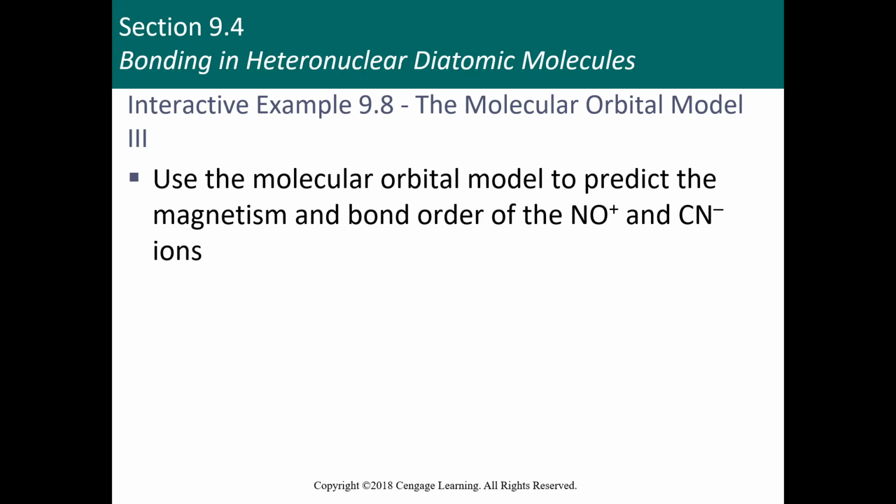So use the molecular orbital model to predict the magnetism and bond order of the NO+ and CN- ions.